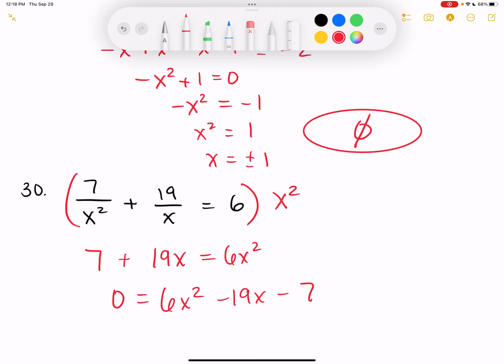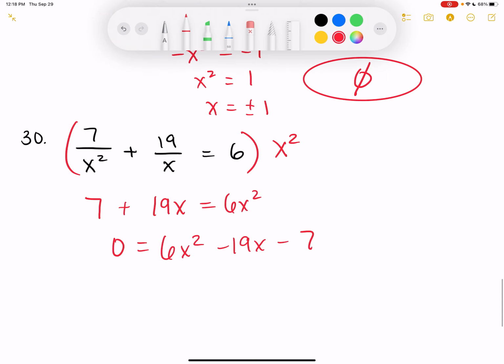We factor. Factors of what? 42. Where does 42 come from? 6 times negative 7. We need factors that add to negative 19: 2 and negative 21. So 6x squared plus 2x minus 21x minus 7.